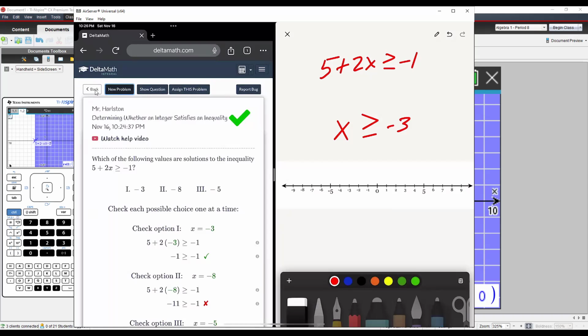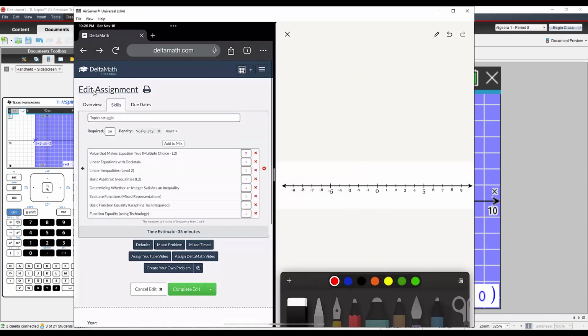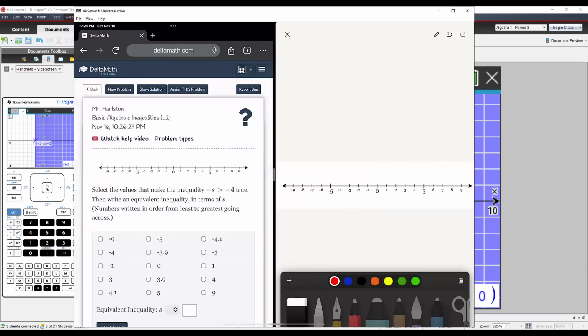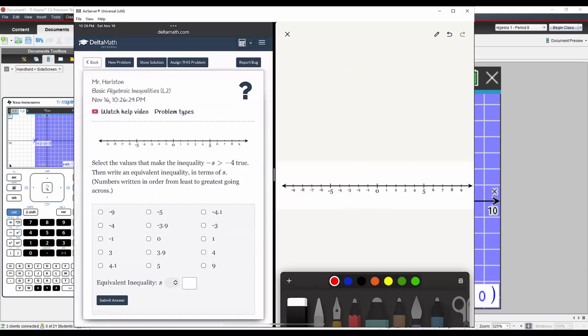Let me get rid of this. All right, so let me go back. Now this one was actually causing people a lot of headaches. So I want to do one. All right, so they give us this basic inequality. We're going to start with this. So it's going to be negative s is greater than -4.